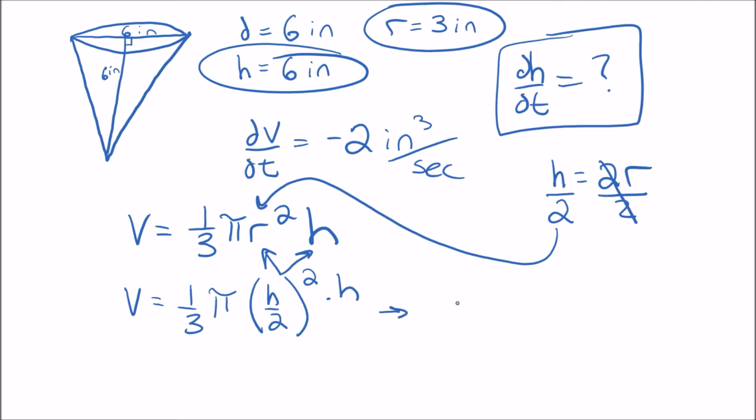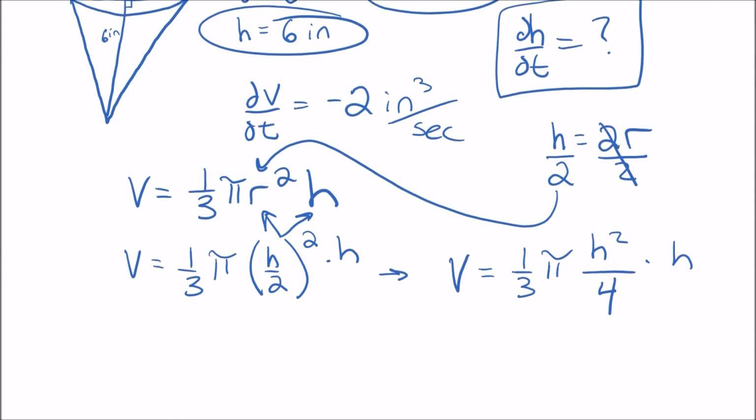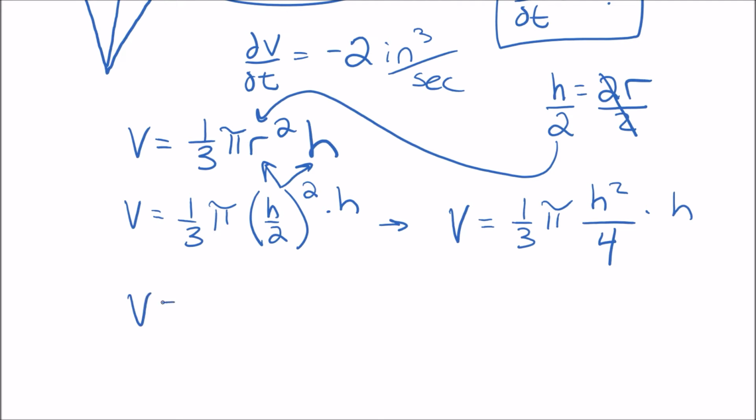Then we're going to simplify this down. The volume is equal to 1/3 pi, and if we square that whole thing, it becomes h squared over 2 squared, which is 4, times h. Simplifying all of that together, let's combine the 3 and the 4. 3 times 4 gives us 1/12 pi, and then h squared times h is h to the 3rd. Okay, so here's our formula.